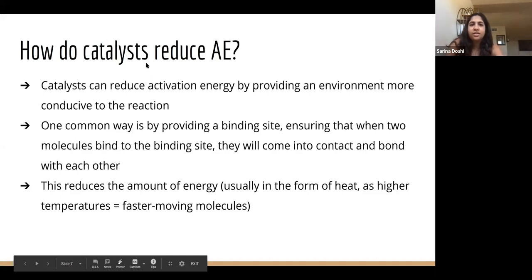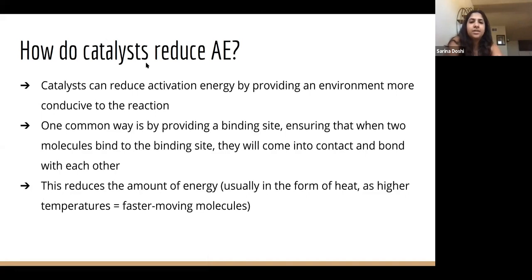So how do catalysts actually reduce the activation energy? They can reduce activation energy by providing an environment more conducive to the reaction. One common way is by providing a binding site. This is also known as the active site. There's a lot of different terms for it. But it basically ensures that when two molecules bind to the binding site, they will come into contact and bond with each other.